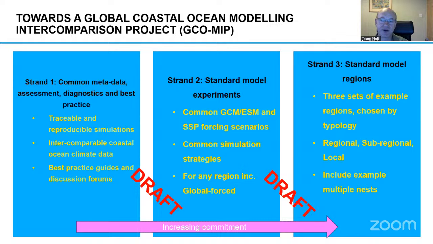So defining sets of example regions that cover the regional, the sub-regional, and the local scale, and then either looking at existing simulations or new simulations that can provide multi-model realizations of each of these regions.